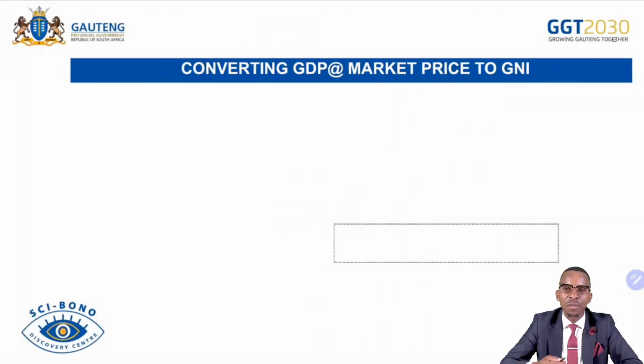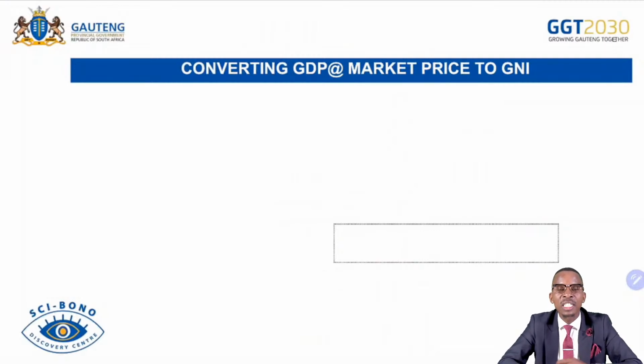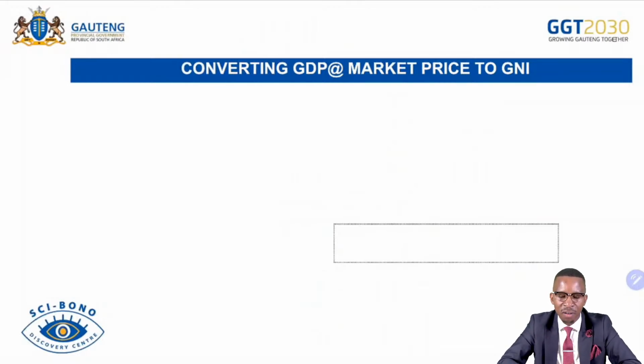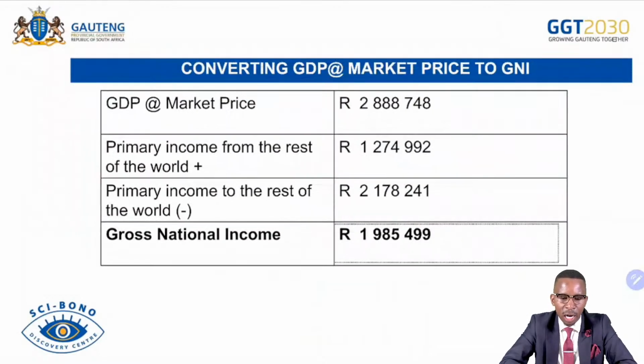And then if South Africa has employed some workers from abroad, and also employed entrepreneurship from abroad, employed capital from abroad, that will lead to what? It will lead to us having to subtract that amount of money because it is the outflow of money from the South African economy. Then we will discover the gross national income.